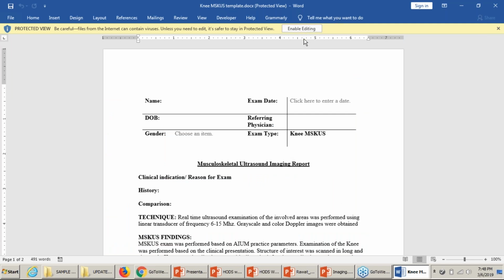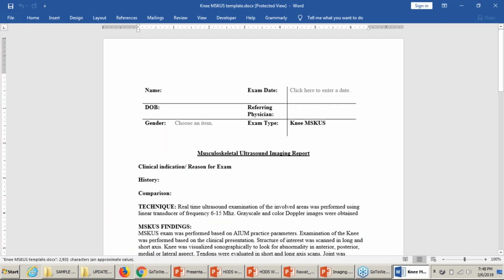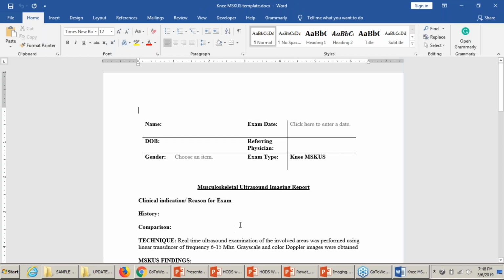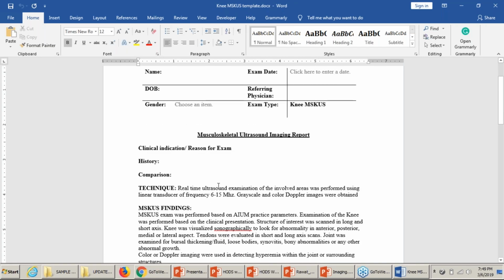So basically, Mohini, you just want us to take out anything that we didn't do in those sections. If we didn't scan something, we take it out. If we added something, you want us to type it in. Yes, yes. Yeah.